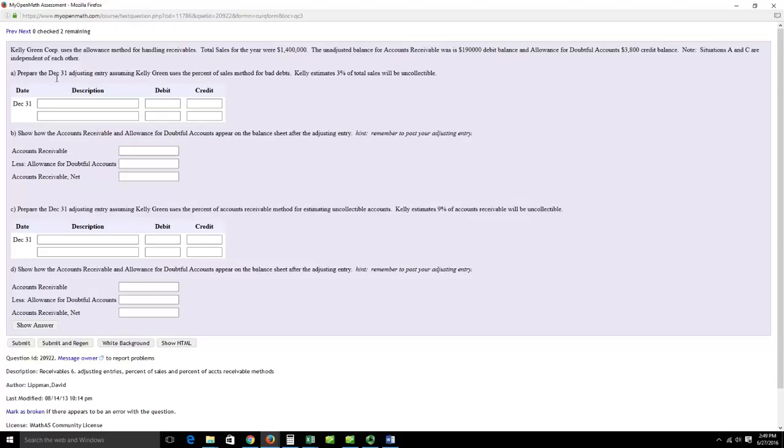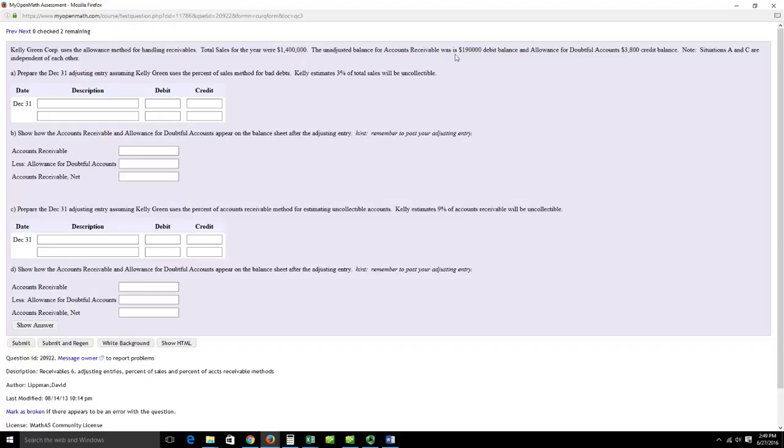Situation A says prepare the adjusting entry assuming Kelly Green uses the percent of sales method. And situation C, since it says these are completely independent, says now assuming the same facts as above, but this time Kelly uses the percent of accounts receivable method. So this whole problem is the allowance method, but the first half up here uses the percent of sales method to estimate their bad debts. So A and B will be the percent of sales method. And then C and D is saying that the same company using the same facts as up here, right?